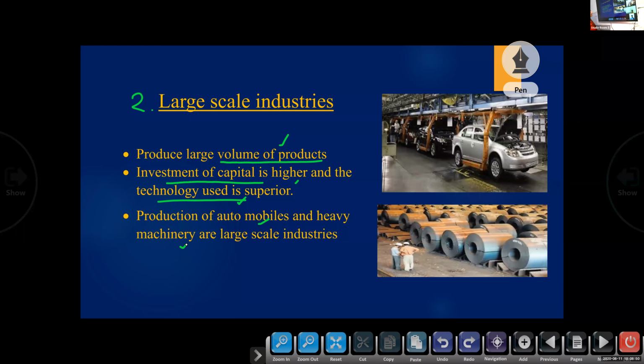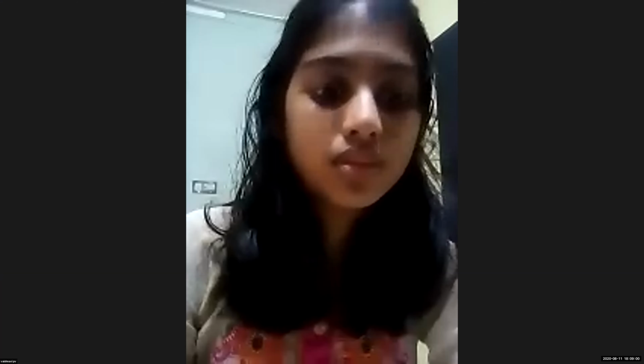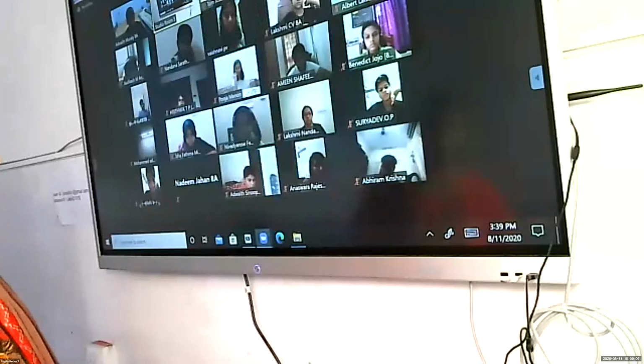Classification of industries based on size, is it clear? Yes, ma'am. What is the classification, Vaishnavi, based on size? Small scale industries and large scale industries.